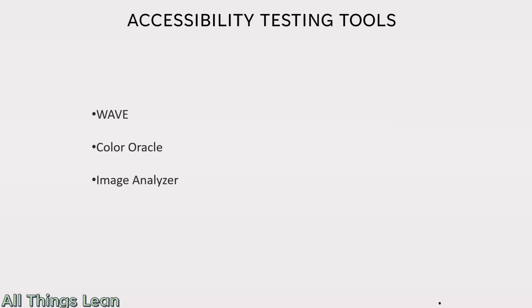Accessibility testing tools. In addition to the W3 tools mentioned, many different accessibility testing tools are available online. Some of them are WAVE, which evaluates the overall level of accessibility for any given website. Color Oracle displays your site's colors in a manner similar to how a user with color blindness would see the page. Image Analyzer examines website images and tests their compliance with accessibility standards.